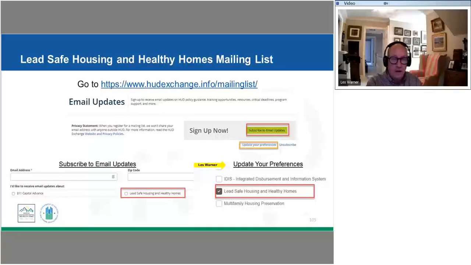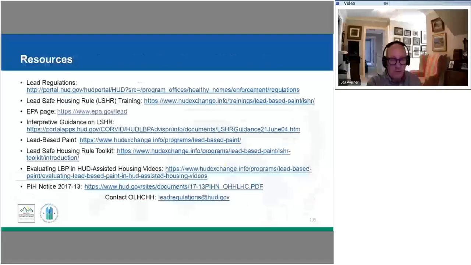So I would encourage you to not only get signed up on the HUD Exchange, but also make sure that the Lead Safe Housing Rule is one of the things that you've included as one of your preferences on this. So here's a more traditional list of resources: where to find the lead regulations, trainings specific to this. We've mentioned quite a bit about the EPA, and so that's listed here. We mentioned that the interpretive guidance is topic by topic and goes into further detail. And I think you'll find that very useful as part of that.